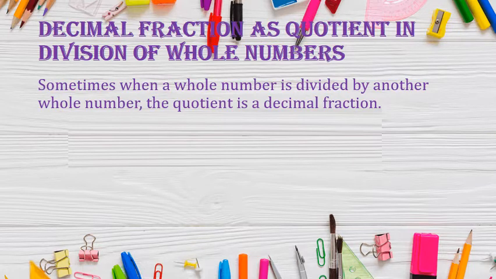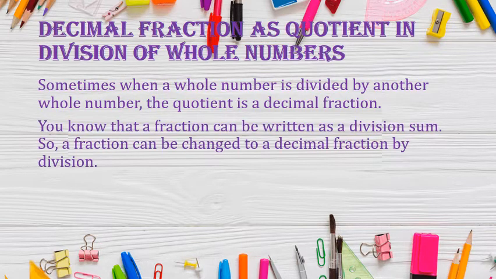Sometimes when a whole number is divided by another whole number, the quotient is a decimal fraction. You know that a fraction can be written as a division sum. So, a fraction can be changed to a decimal fraction by division.